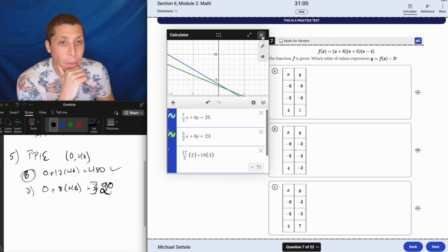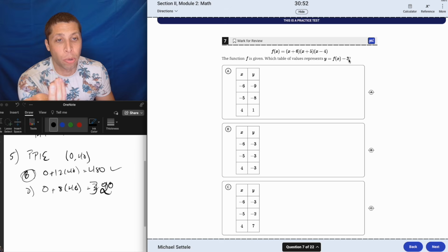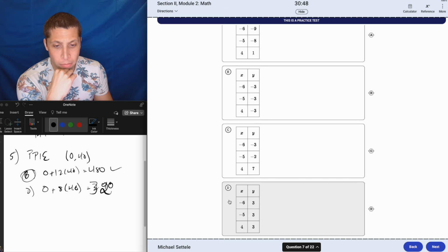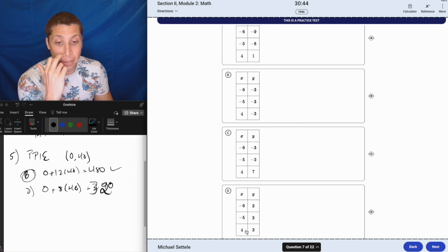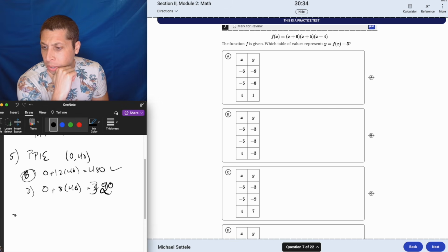All right, looks like another plug points in equations. Which table represents y equals f of x minus 3? Okay, so the only thing here is this is f of x, and we've got to subtract 3 from it. So, okay, 4, 7, 4, 3, 4, negative 3, 4, 1. Okay, so they all have different 4s. I'm going to use that point because it's also mathematically easiest for my brain. So this is a good example of be lazy in a smart way.